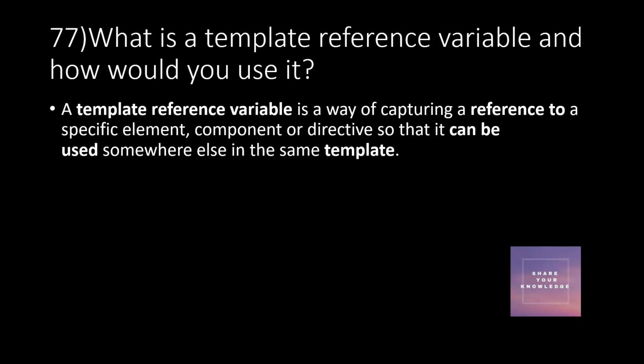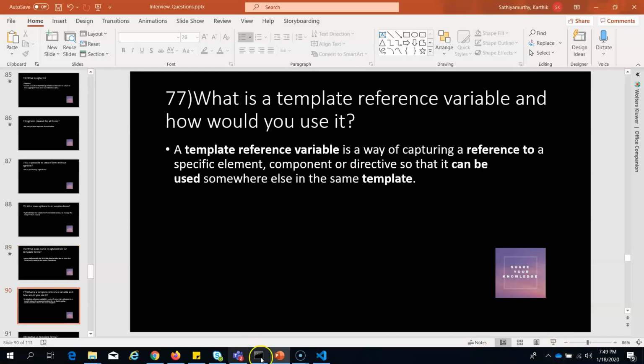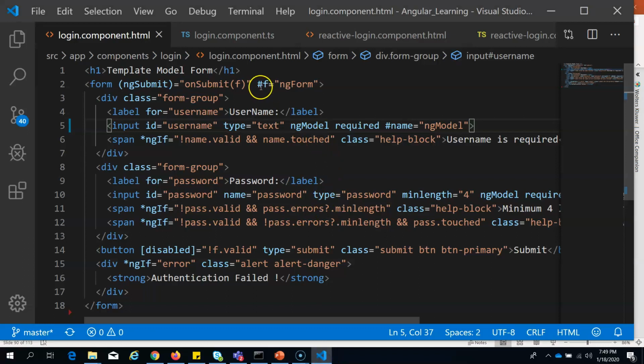What is a template reference variable and how do you use it? As we used it like this, we used it for getting access to ngForm and ngModel. Whenever you want to use a template reference, you have to put a hash and any name. In that name, the model which is available in the DOM element will be available. You can directly use it. In that name, you can get hold of the model created by Angular.